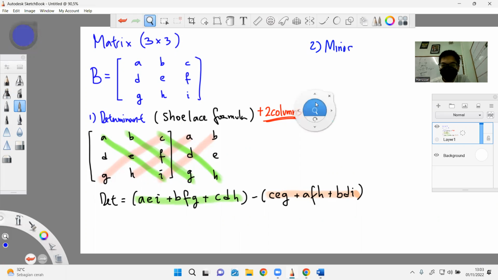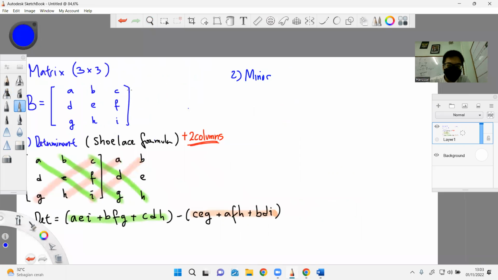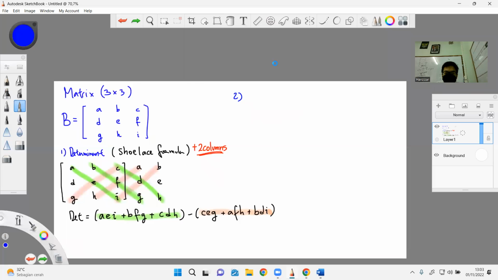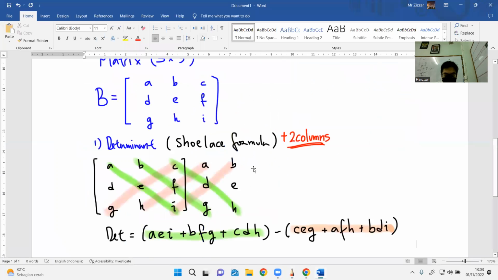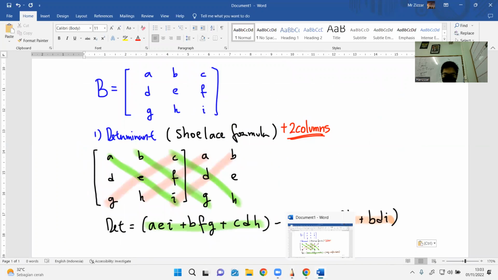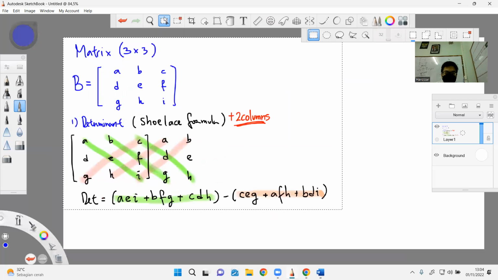How do you find the minor? If you close this, actually, I will put some space here, a big space, because it requires a lot of working. But I think I need to put the determinant aside. Wait, guys, give me a moment. I put the determinant aside first, so I put it here. After we find the determinant, we are finding the minor, the cofactor, and also the adjoint.